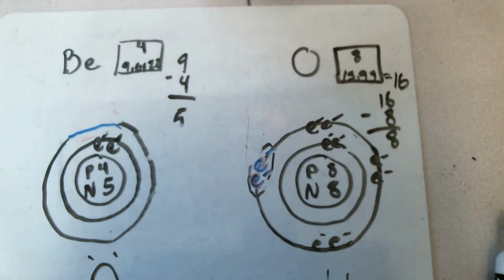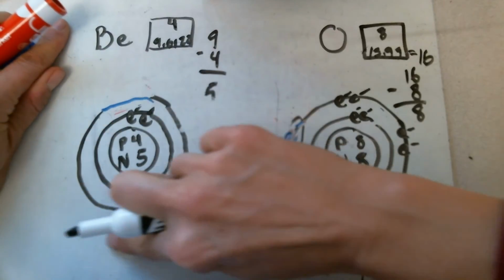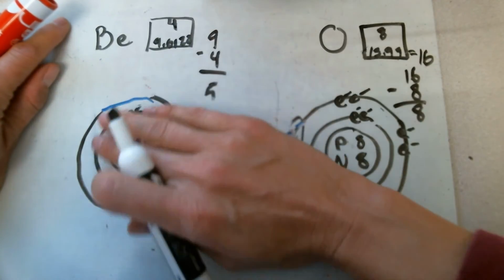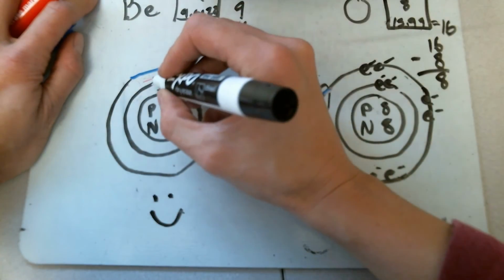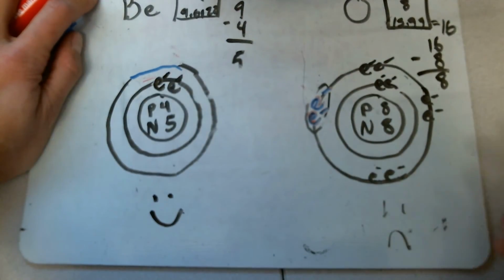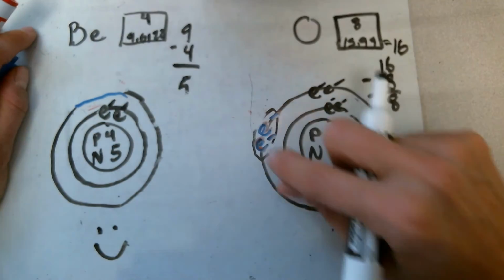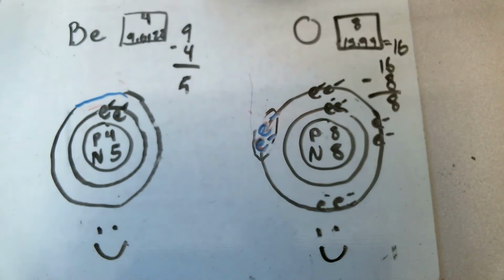Now let's look at how these are. So at this point, these are ions because we don't have equal numbers of protons and electrons. Here, my beryllium now has 2 electrons in the inner shell. That makes it happy because this shell can only hold 2 electrons. Oxygen now has 8 electrons in its outer shell, so it too is happy.